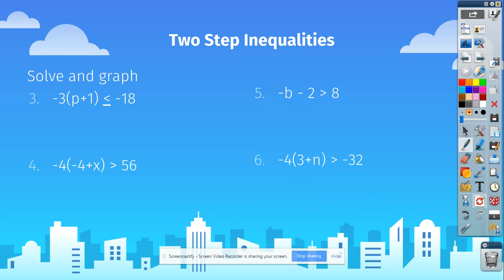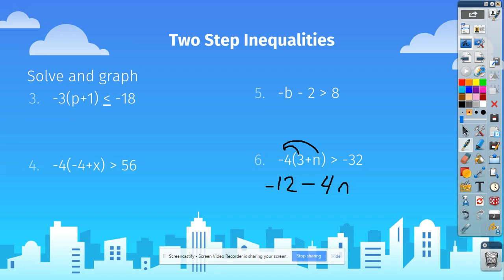Number 6, here's another example with the distributive property. Okay, negative 4 times 3 is negative 12. Negative 4 times n is negative 4n. Remember that a negative times a positive is a negative. And if we have a negative, it's going to overrule the plus sign.